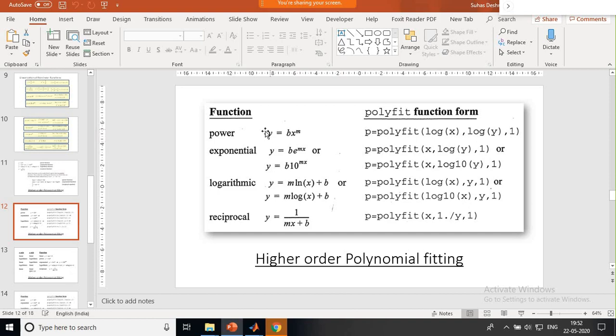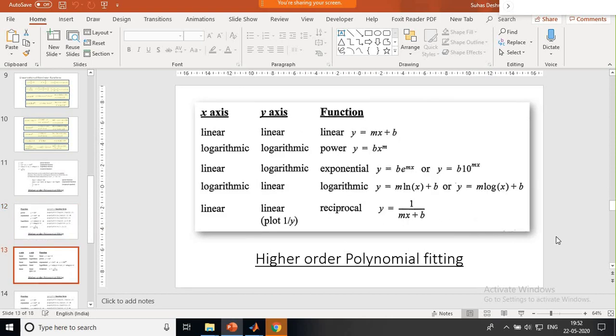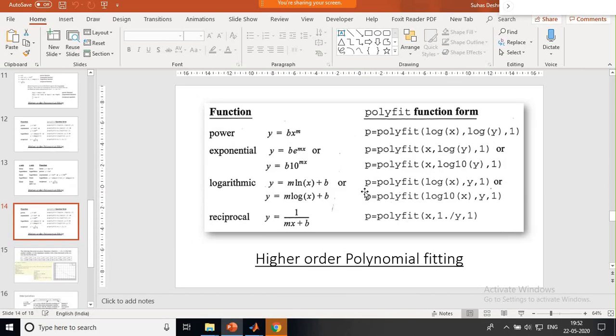So obviously I have two parameters, log of y and log of x. These are two linear values I need to substitute, and then the power I want to fit is 1. In a similar fashion I can work out the rest of the nonlinear functions. We'll now have one simple case for this, where we have a linear x-axis, linear y-axis, and then convert into a polynomial. That is the way you can do it.